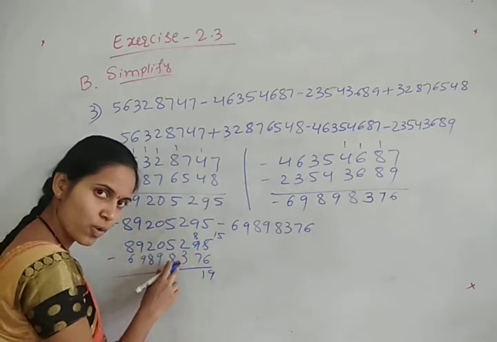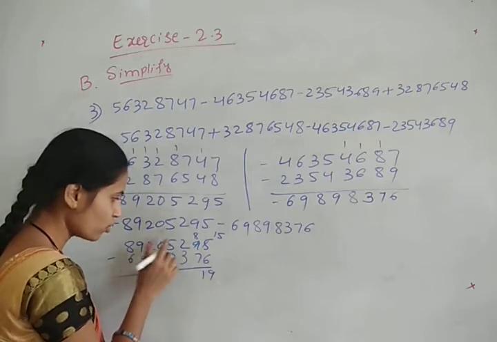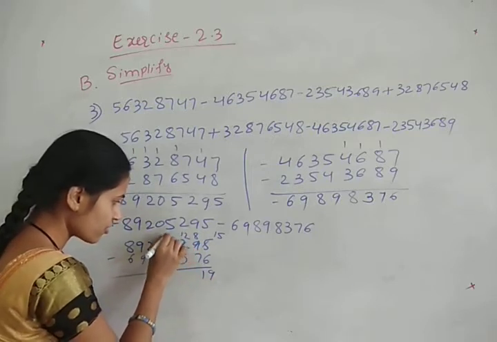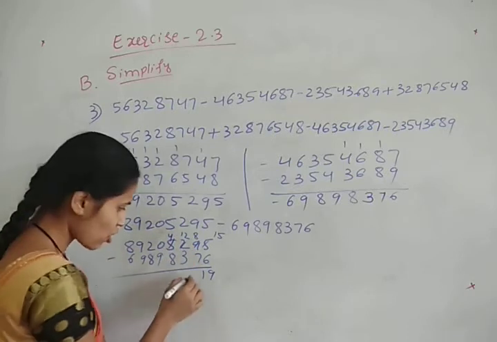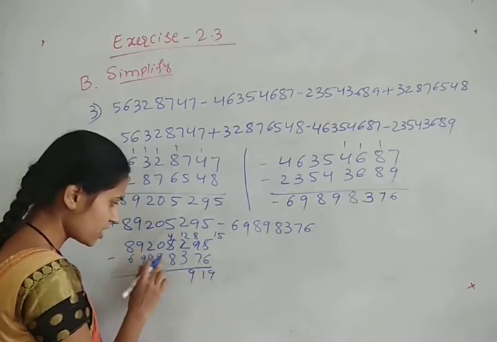2 minus 3 is not possible. For that I will take 1 borrow. Now this 2 becomes 12. Here we have with 4. 12 minus 3 is how much? It is 9. Now 4 minus 8 is not possible.